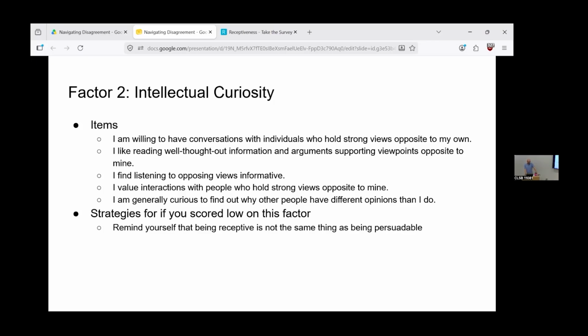Also, her other idea is that it's possible that you may just have not found high quality evidence for the opposing view. And so maybe what you can do is ask someone to find a high quality article or documentary or something that you just haven't been able to find in your own searches.